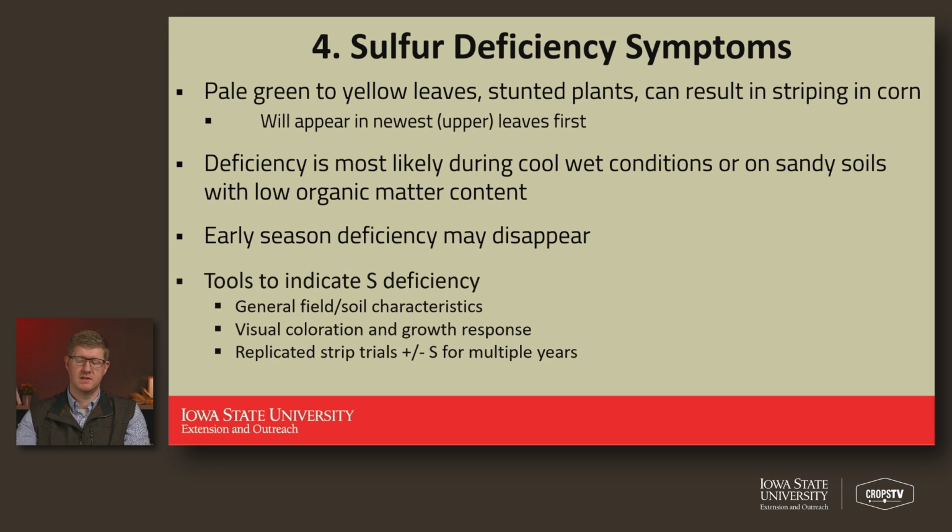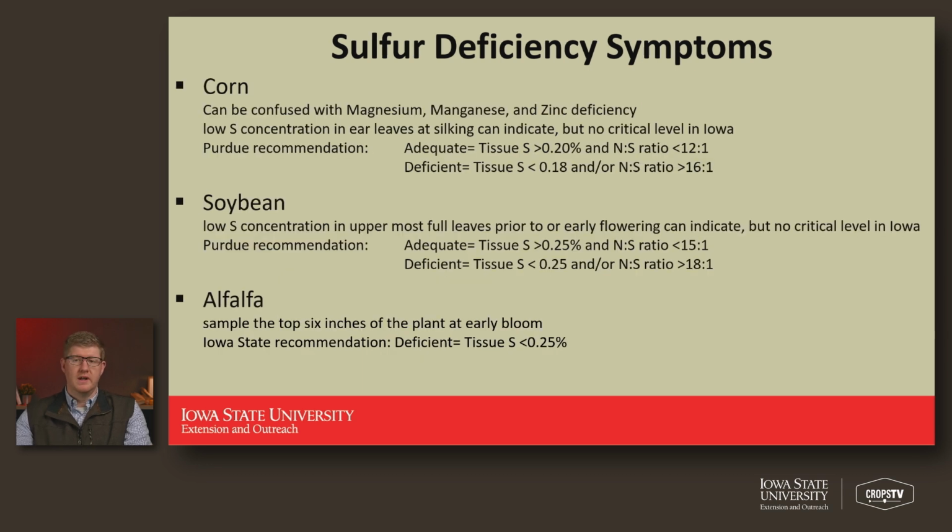So in corn, sulfur deficiency can actually be confused with a few different nutrient deficiencies, namely magnesium, manganese, and zinc. In Iowa and most of the surrounding states, I would say the two most likely are going to be sulfur or zinc. And there are a few key differences between the two that can help differentiate them.